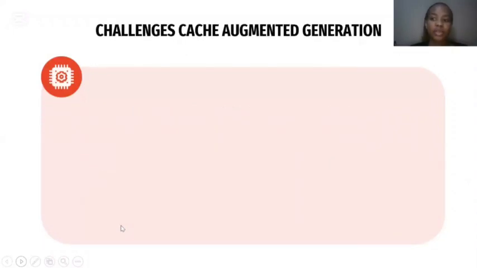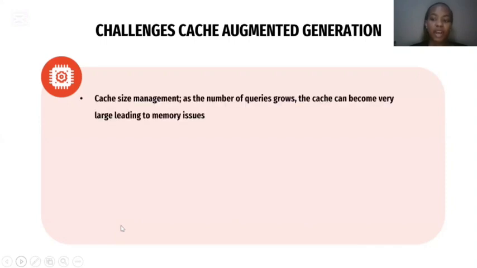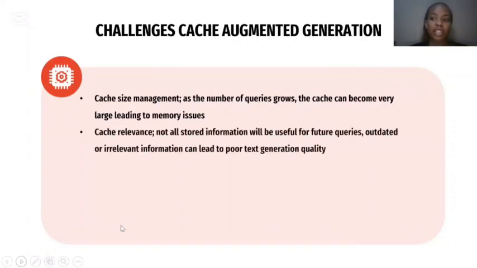Next, I'll be discussing some key challenges in cache-augmented generation, a technique used to enhance text generation by storing and retrieving past results. First, cache size management is a major concern. As the number of queries grows, the cache can become excessively large, leading to memory constraints and inefficiencies. Next, cache relevance plays a crucial role. Not all stored information remains useful over time. Irrelevant or outdated cache entries can degrade the quality of generated text.